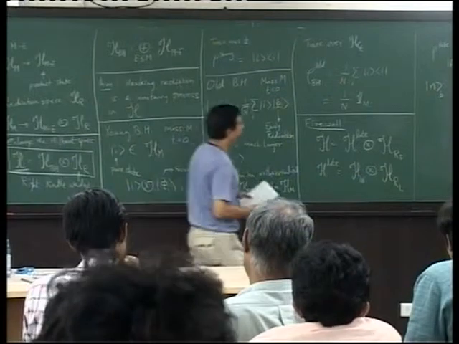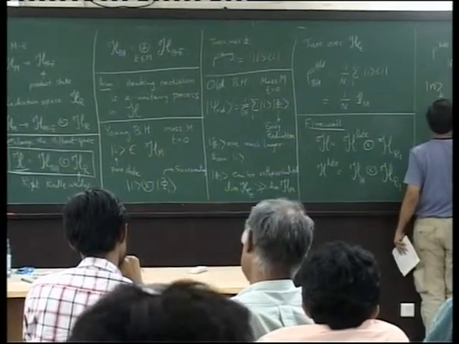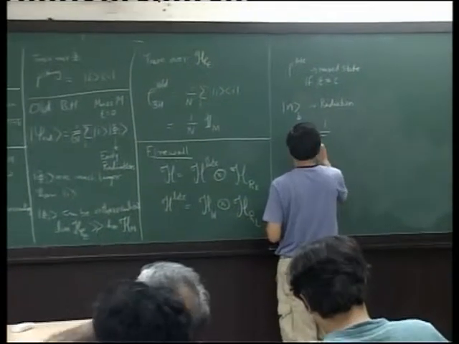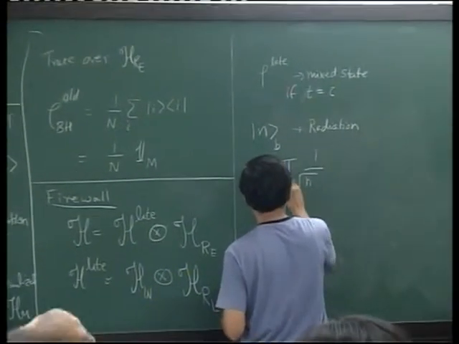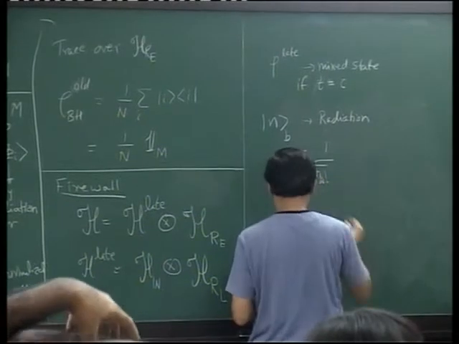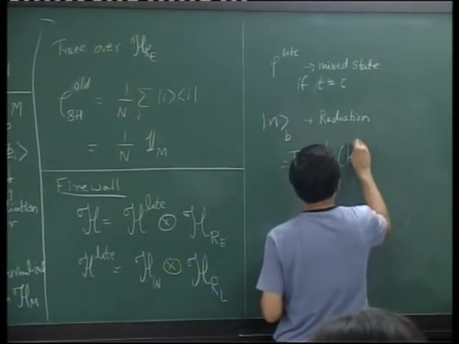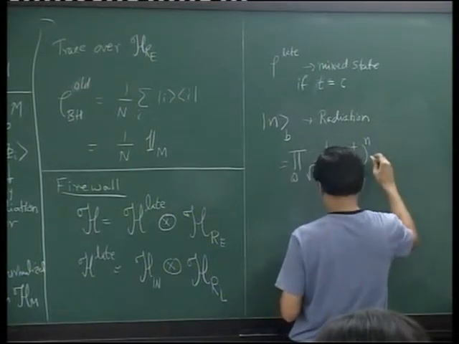Okay, so this state NB is something like 1 over, say, square root of something like product over omega, n omega factorial, times b omega dagger to the n.